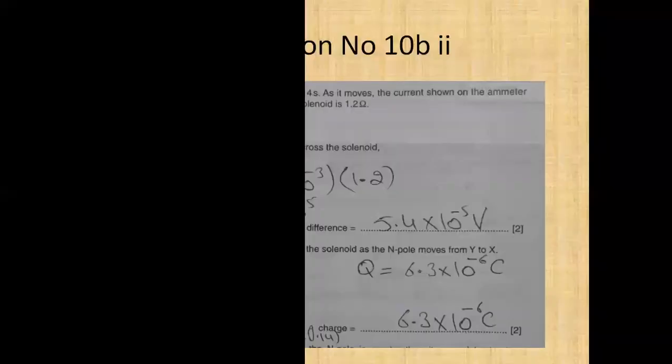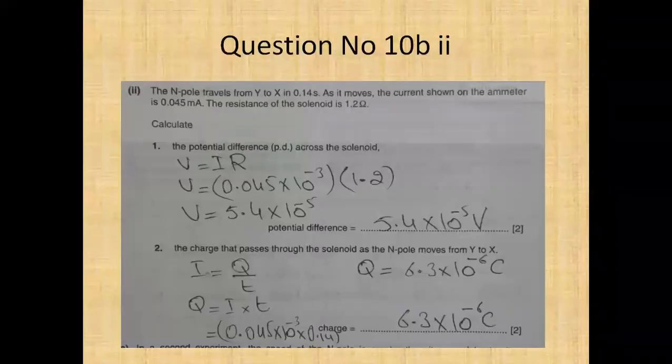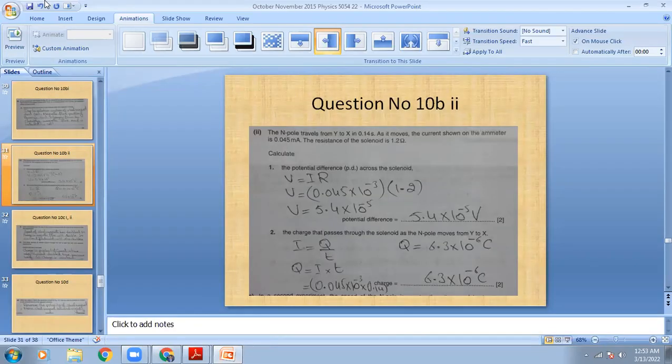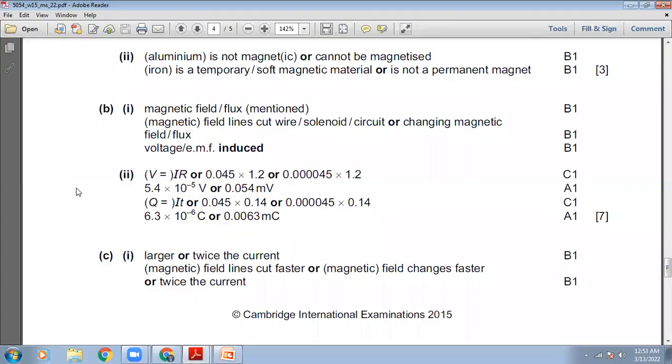The formula is I equals to Q divided by T. If you want to find out the value of the charge, the Q value, the formula will become I times T. So 0.045 × 10^-3 multiplies 0.14 seconds. So you get 6.3 × 10^-6 coulombs. So that is the amount of charge which is flowing. And let's move to the next part. Okay, so let's have a look at the marking scheme.